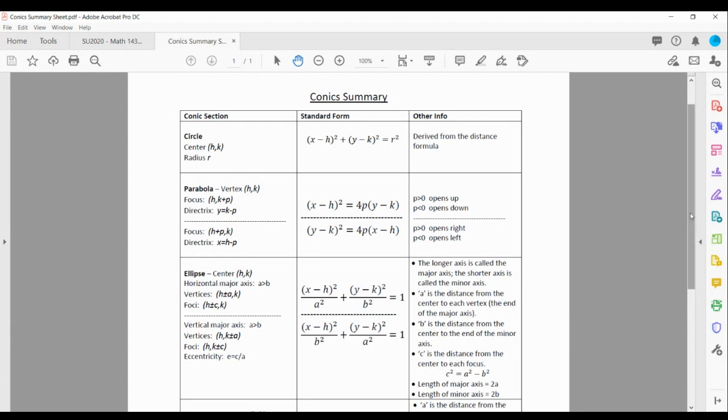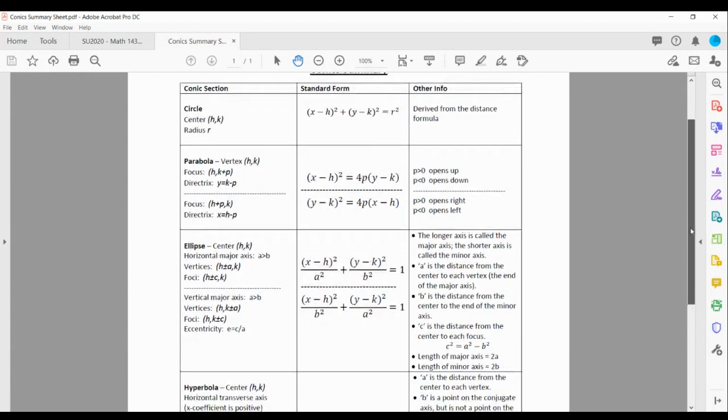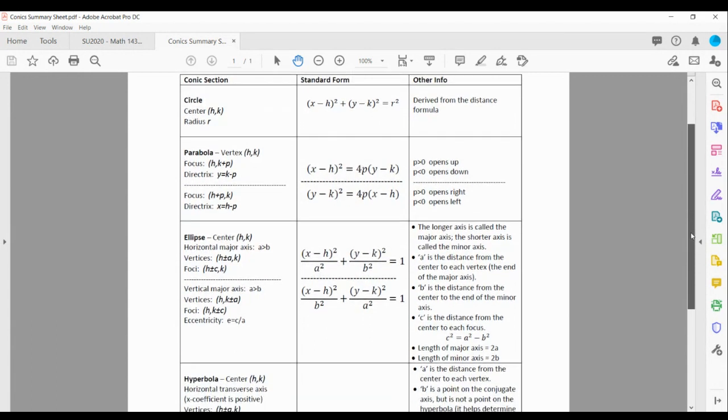So one of the things that I always do when we get to this section is I pull up this sheet and we just talk about the sheet itself. I think that's really important, because then we understand just what it is we're looking at and how to use it.